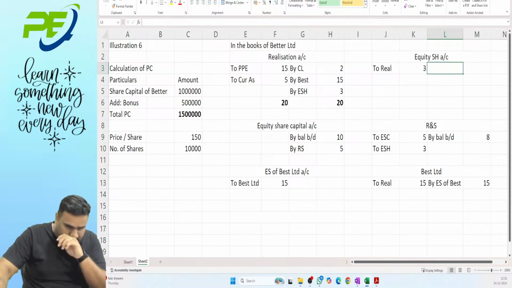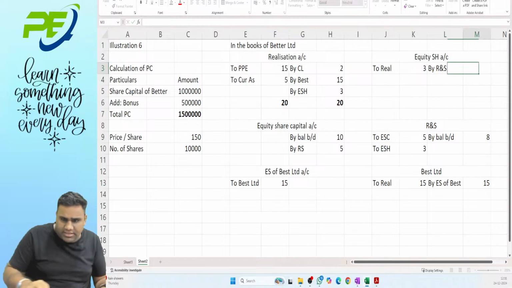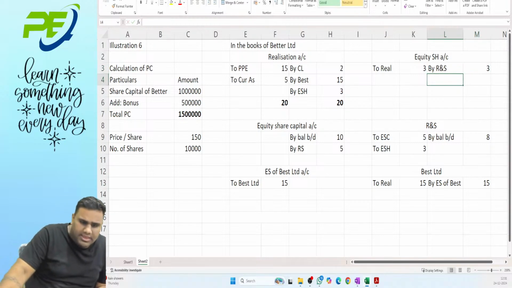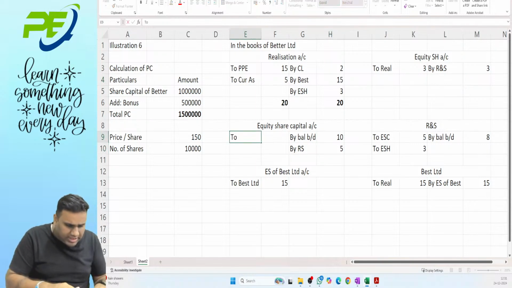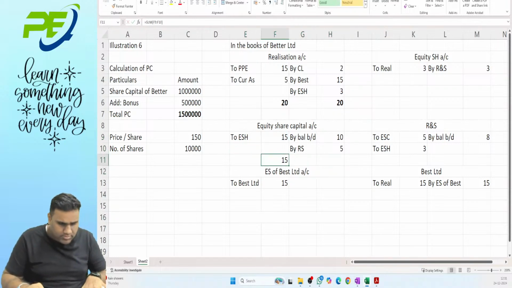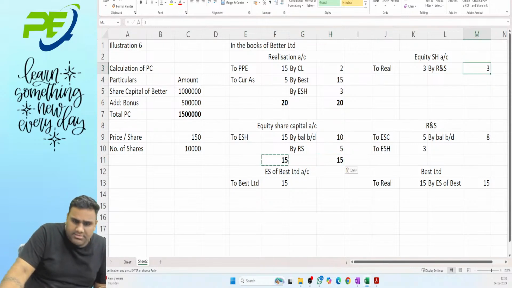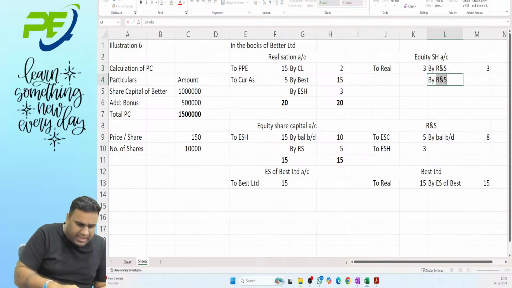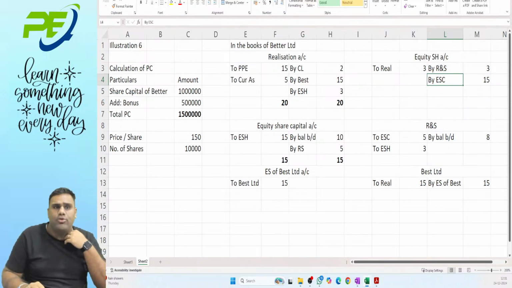So by reserves and surplus, it is 3. Then what shall we do for this 15 rupees? Transfer to equity shareholder 15. Then this 15 I have to record here also by equity share capital 15. So the double entry for equity shareholder is over.